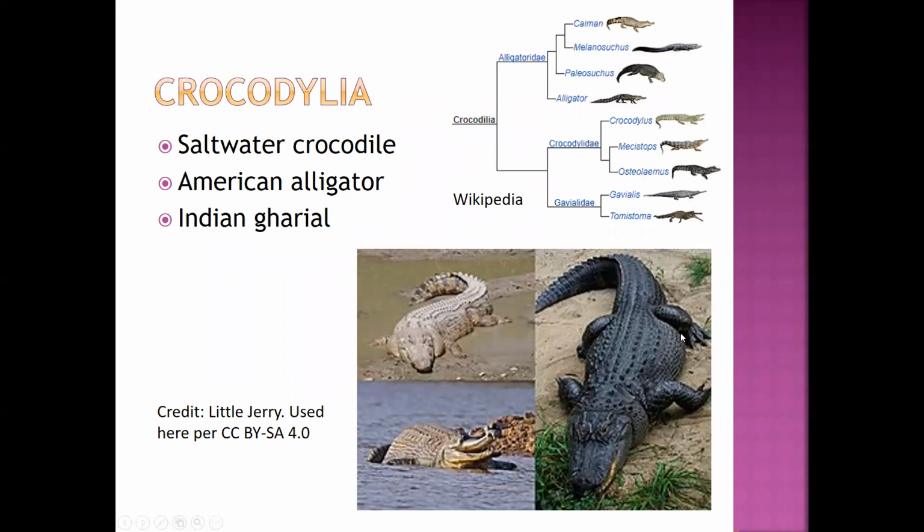And finally, we come to the modern Crocodilia that are descended from the animals that survived the end Cretaceous extinction. These are just three examples: the saltwater crocodile, the American alligator, and the Indian gharial, if I'm saying that correctly. So this is the animals that made it through the end Cretaceous extinction, such as alligators and various types of crocodiles.